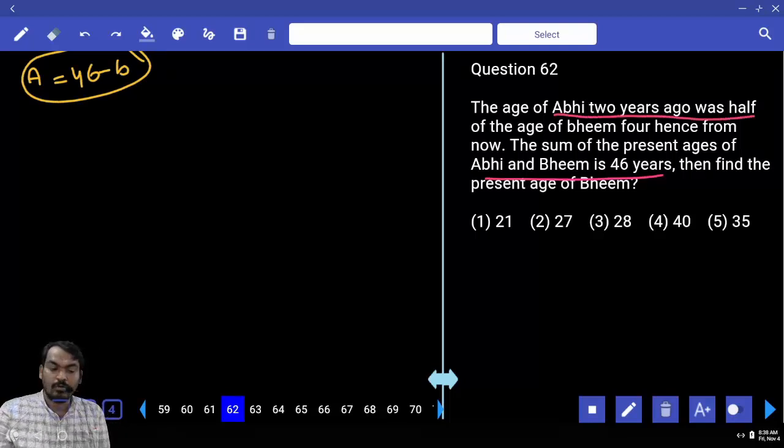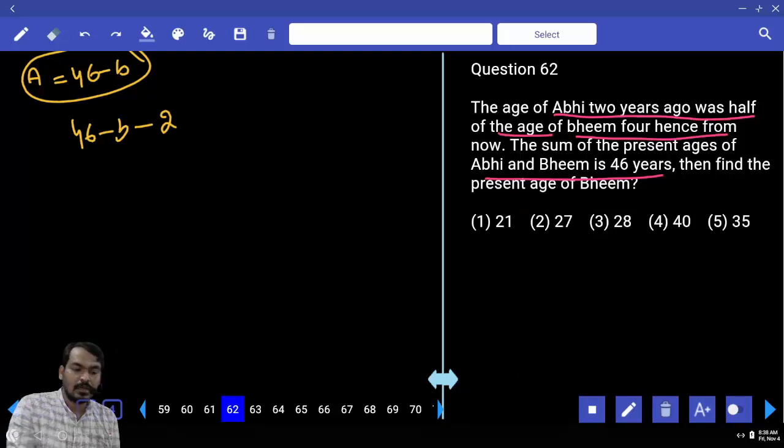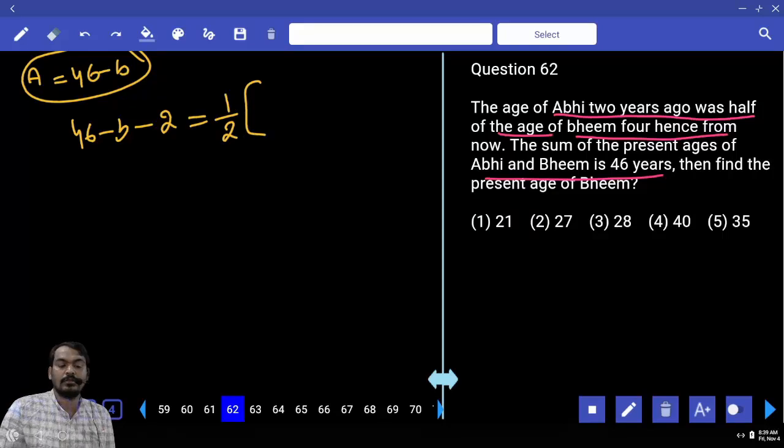Abhi 2 years ago was half of the age of B how many years hence? 4 years hence. Abhi 2 years ago means A minus 2 or A plus 2? A minus 2. Already A value 46 minus B. Again minus 2 or plus 2? Minus 2. Then I written 46 minus B minus 2. That is Abhi 2 years back or not? It is half of the Beam how many years hence? 4 years hence. Beam present value B, 4 years hence means B plus 4 or no? Yes or no? Solving this one we get the B value.